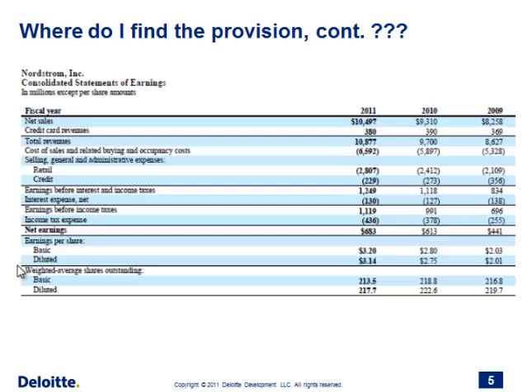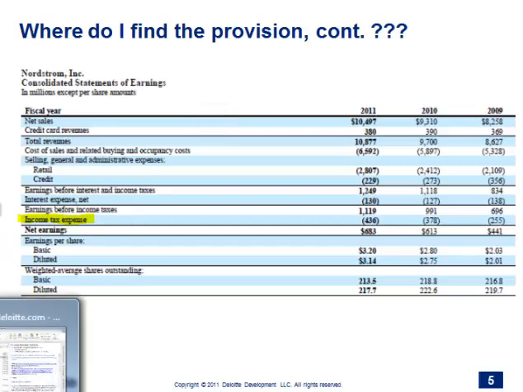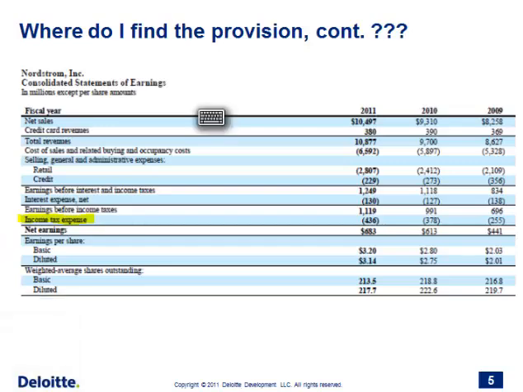Okay, so the income statement, again, this is a copy of the Nordstrom income statement from their last public filing. And here, if you were trying to find where is a provision, if I don't even know what a provision is and I'm trying to find it, where would I look? Well, on the income statement, this one is pretty easy. They have a line called income tax expense there. And that $436 million that these guys show, that's their expense.